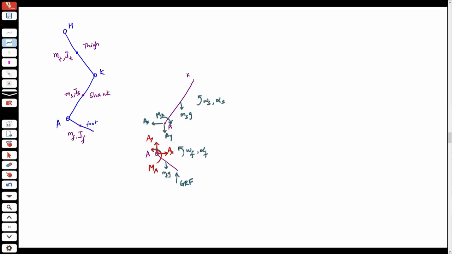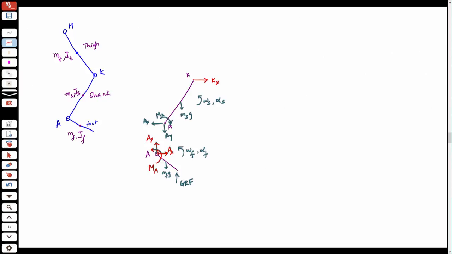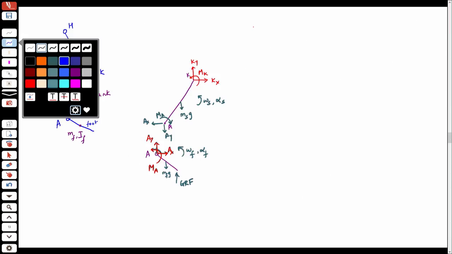Then at the knee, my unknowns become Kx, Ky and Mk. So, I use this free body diagram with the known kinematics to solve for Kx, Ky and Mk. Then I move higher up and then I have the thigh.